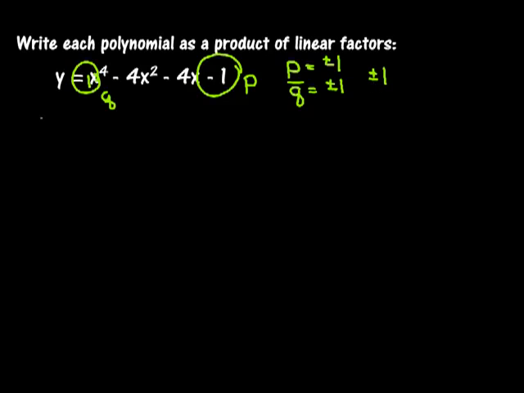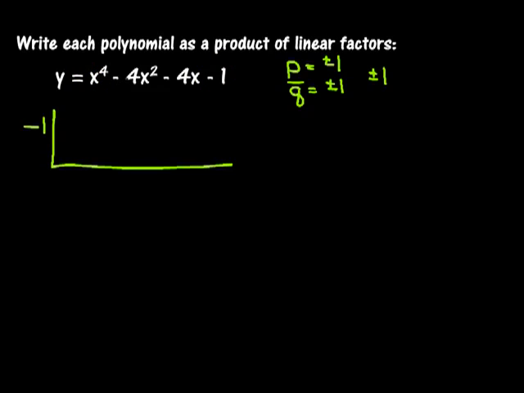So I'm going to try negative 1 in my synthetic division. So when I look at this, though, it's not quite in descending order, is it? I'm missing x to the third. So that's 0x to the third. So I'm going to have 1, 0, negative 4, negative 4, and negative 1.